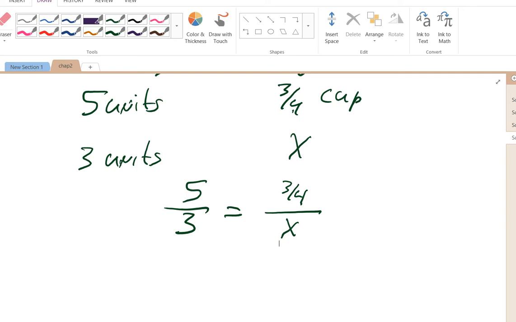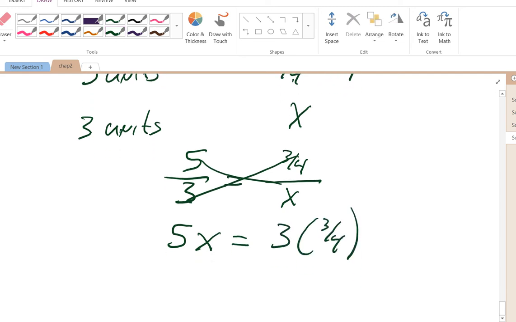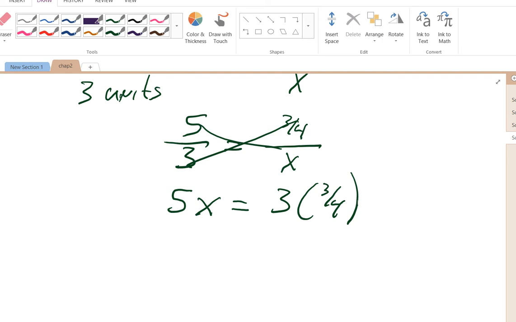I think they have nursing majors in here, most likely. No nurses? No prospective nurses. Almost always, all my classes have tons of nurses. They do. This is something they do a lot of. So we'll cross multiply. Like this. And I picked 3/4 because that's what she has. So let's see. That's going to be 9/4.